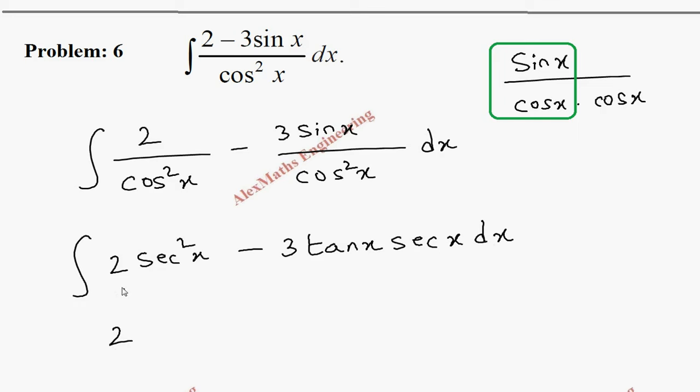Now the formula for integration of secant square x is tan x, the constant will be written as it is, minus 3. Integration of secant x tan x is secant x. So secant x plus c.